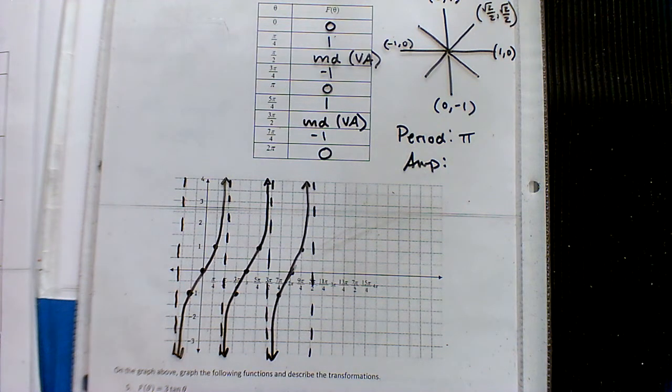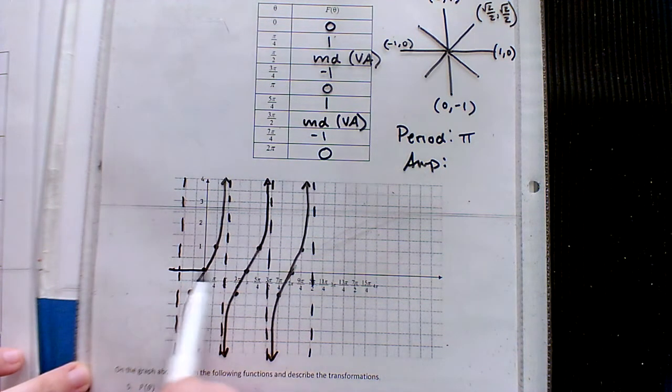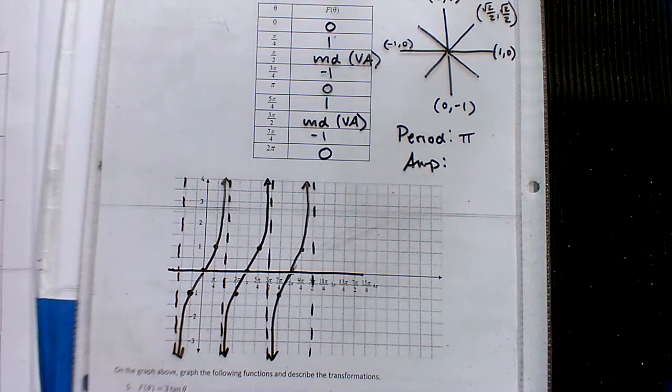What about the amplitude? Middle of the graph at 0. How high or low does this graph go from the middle?